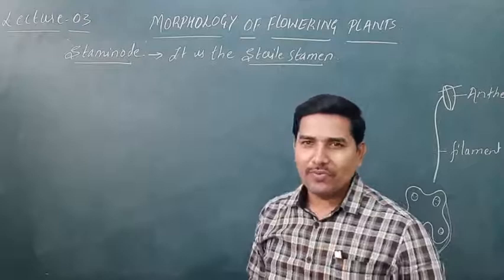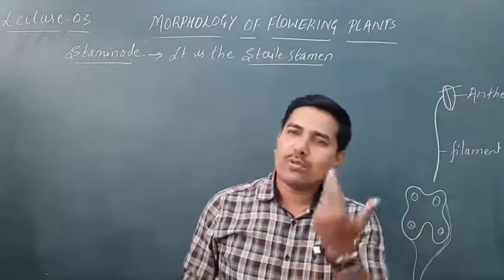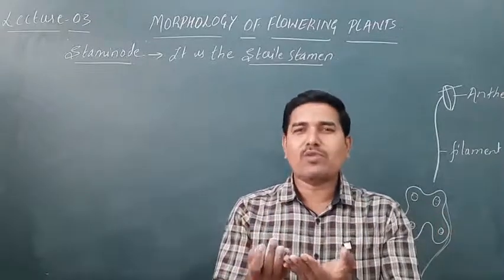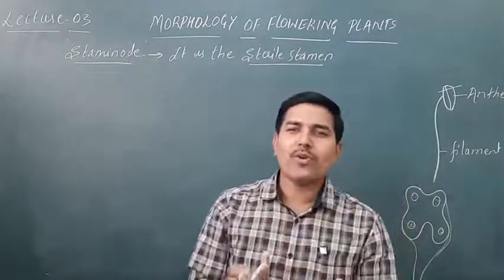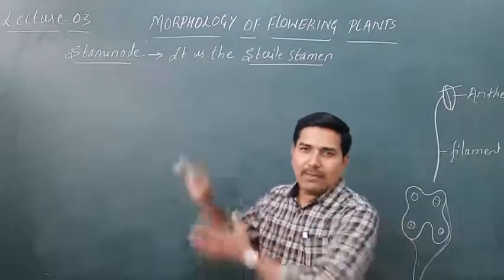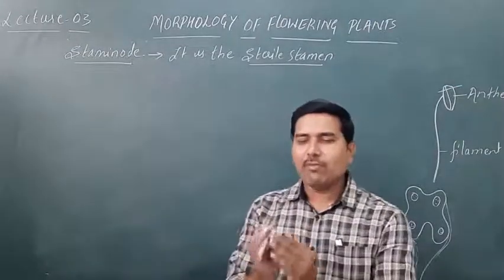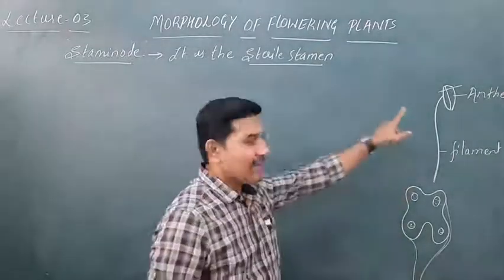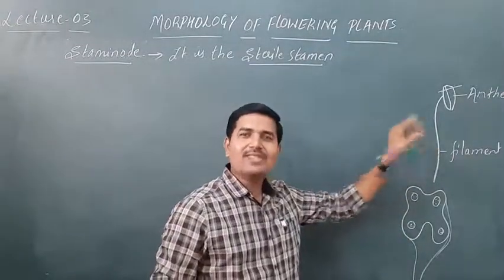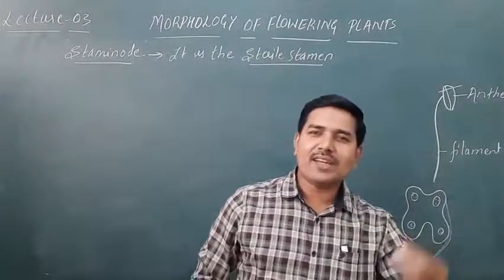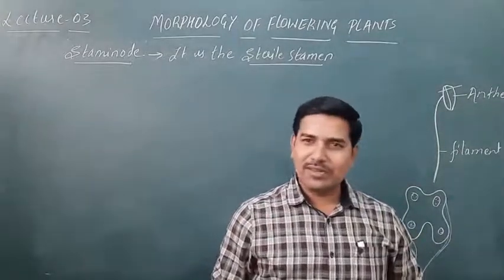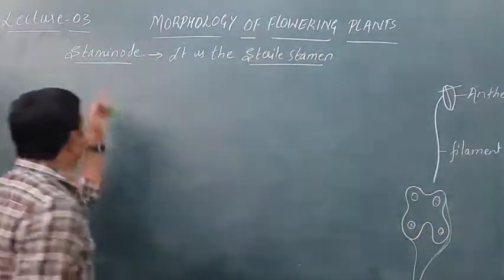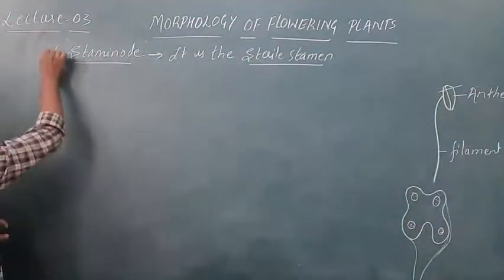Remember this. What does sterile mean? It won't produce pollen grains. Or sometimes it produces pollen grains but does not release them outside. So the main point is, if the pollen grains are not produced at all, we call such a stamen sterile. Sterile in Kannada means barren: unable to reproduce, unable to continue its generation. Okay, so this is one definition with the staminode.